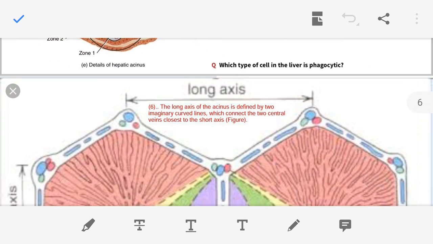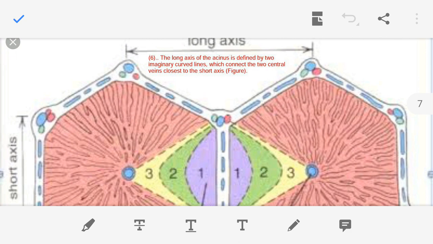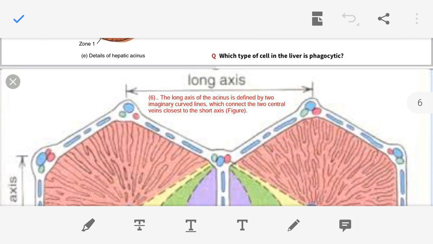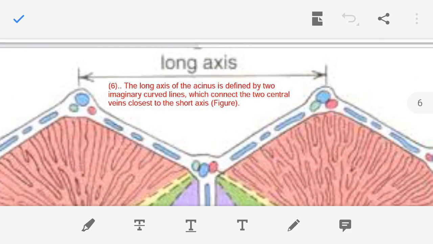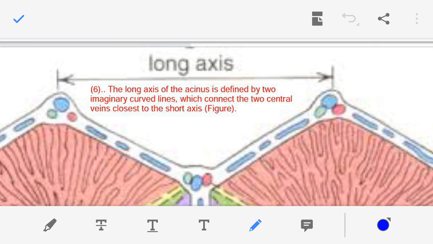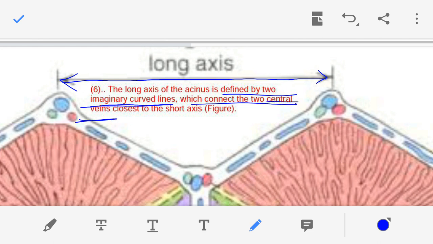So this was the short axis, explanation of short axis. Then this long axis. Now, what is long axis? So here they are showing the long axis, okay? This is the long axis they are showing. And long axis of the acinus is defined by two imaginary curved lines which connect the two central veins closest to short axis.